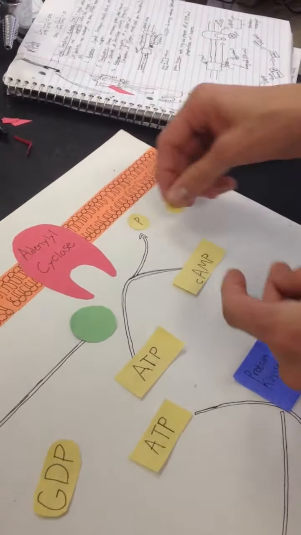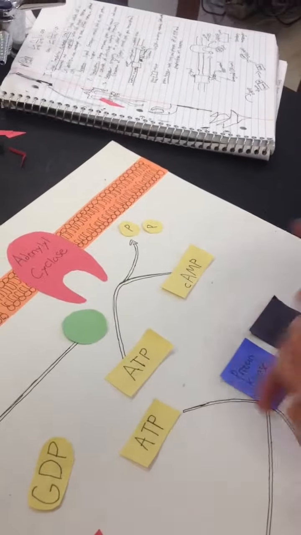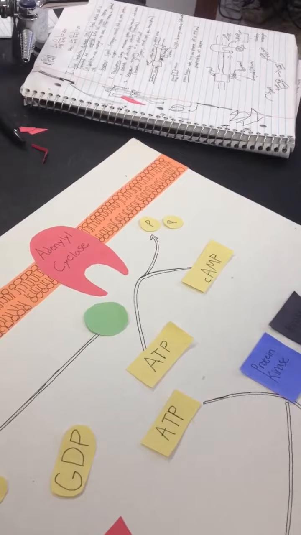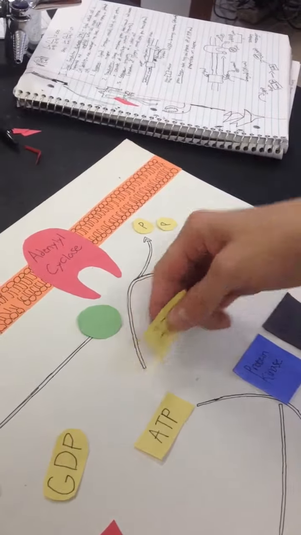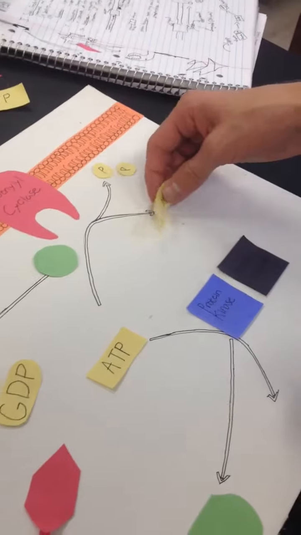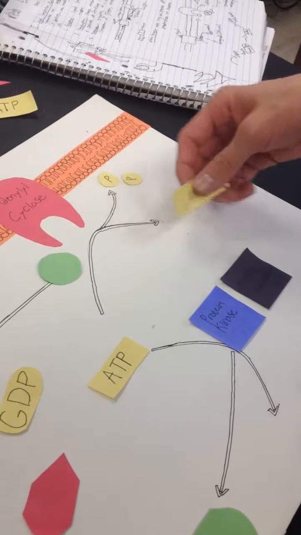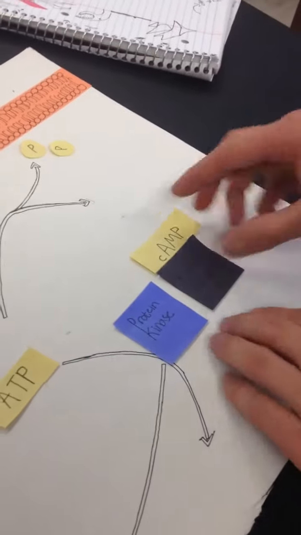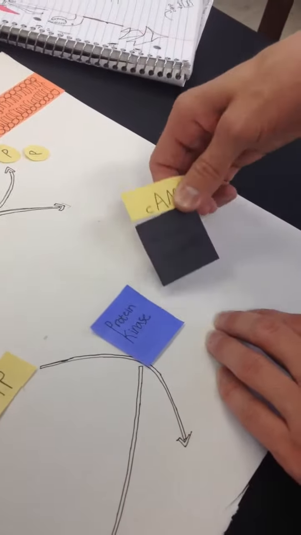cAMP and 2 phosphates, because the ATP is stripped of 2 of its phosphates, leaving over adenosine monophosphate. The adenosine monophosphate, cAMP, then interacts with a protein kinase, removing the protein kinase inhibitor from it.